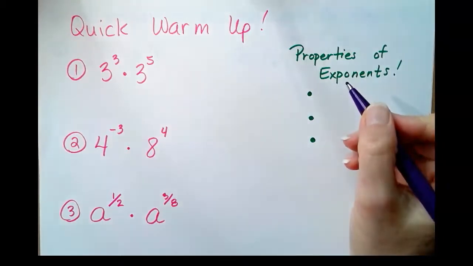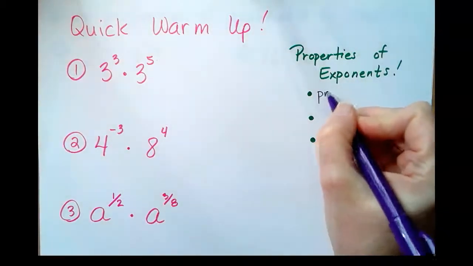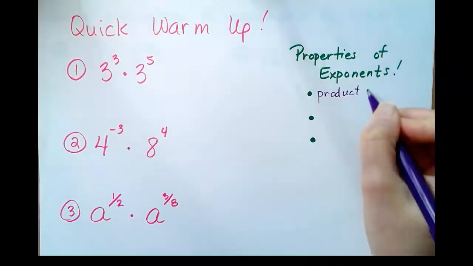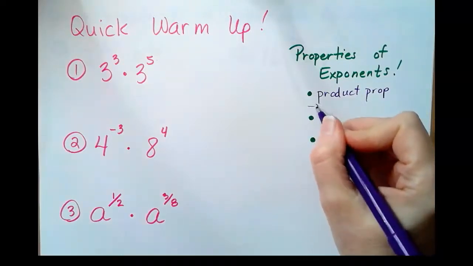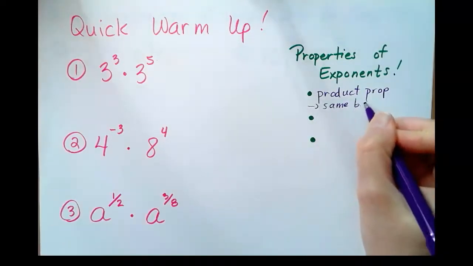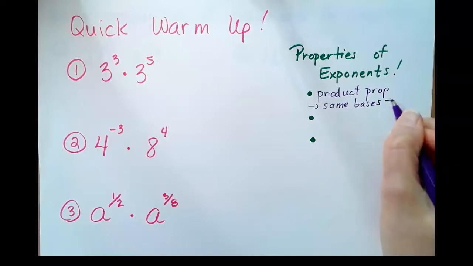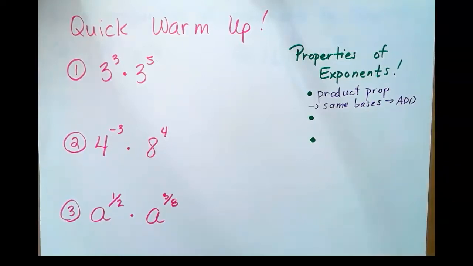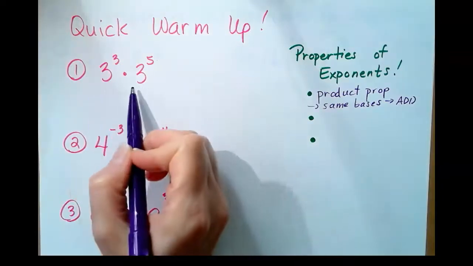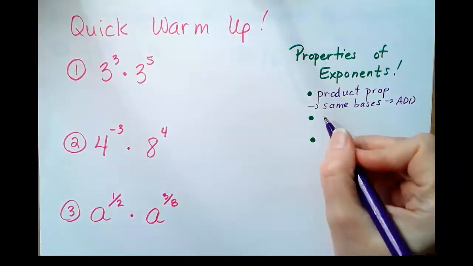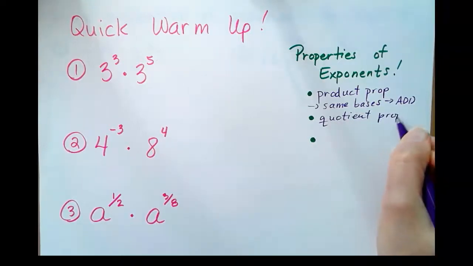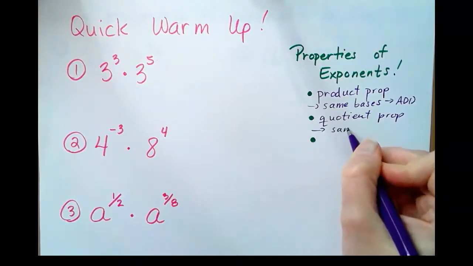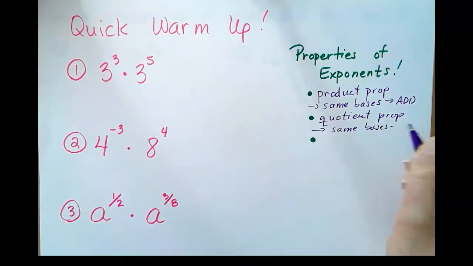The first property of exponents that we've already explored is the product property. The product property tells us that if we have the same bases that are multiplied together, we are going to add the exponents. Our other property was the quotient property of exponents, which says if we have the same bases, we will subtract the exponents.